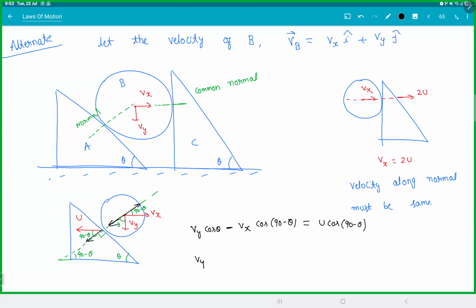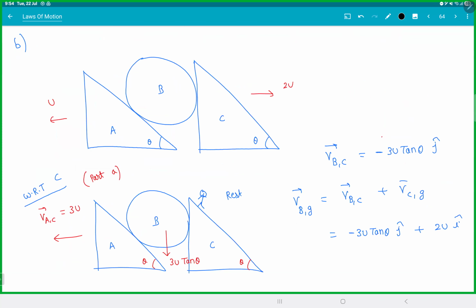So this will be Vy cos theta. Vx we already know, 2u sine theta. And this is u sine theta. If you solve this, you'll get Vy is equal to 3u tan theta. Didn't we get the same answer? So Vx is 2u on the right and 3u tan theta to the down, which we got pretty fast with relative motion.